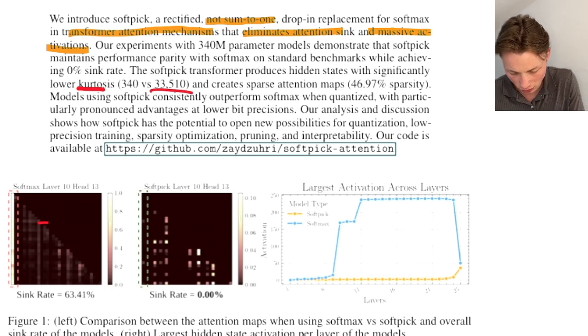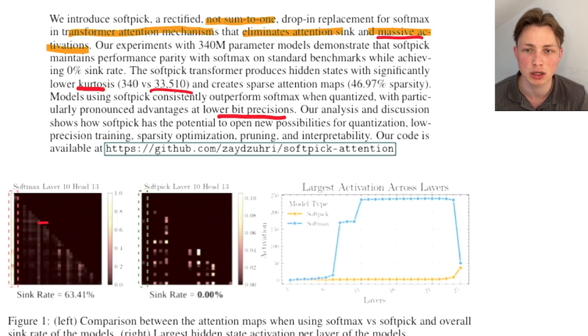Okay, this is because we have lower activations, or we eliminate massive activations, and it's hard to represent very high values with just a few bits. So if we are using lower bit training or using quantization, it's better if we use Softpick, because then we eliminate the massive activations. That's what the authors are saying here.